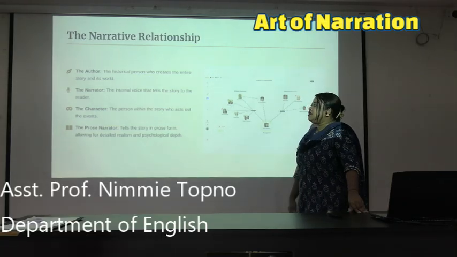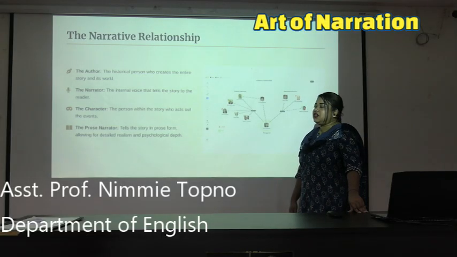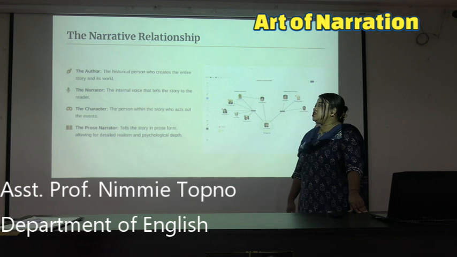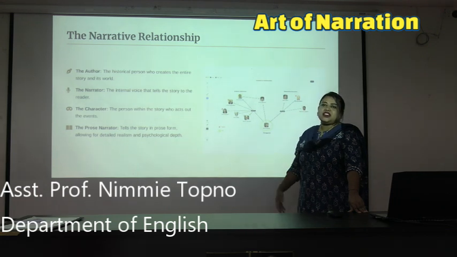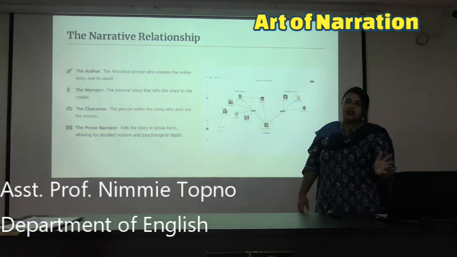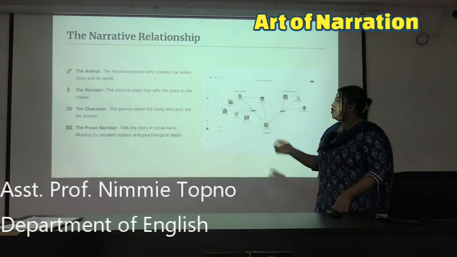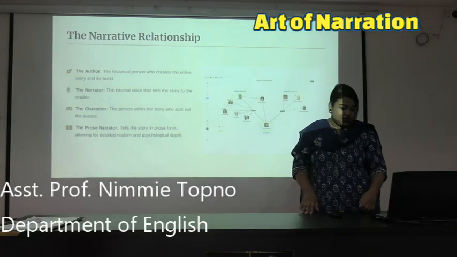Then there is the character, the person within the story who acts out the event, and then there is the prose narrator who tells the story in prose form, allowing for detailed realism and psychological depth. So prose narrator is basically the same narrative within the novel. It has more depth than most of the others, allowing for detailed realism and psychological depth.